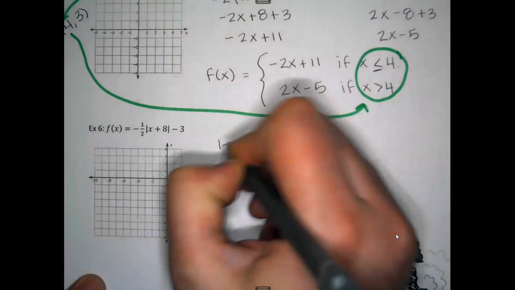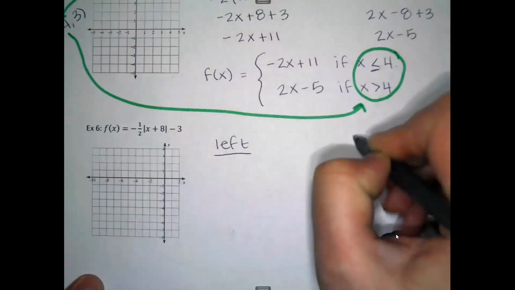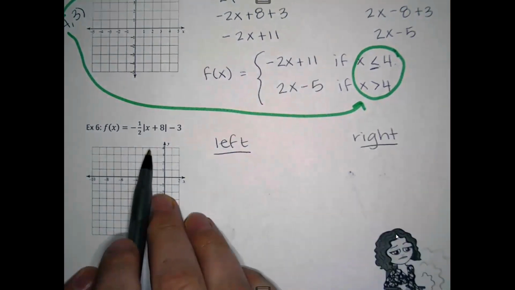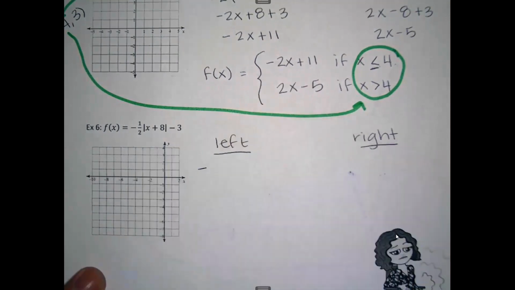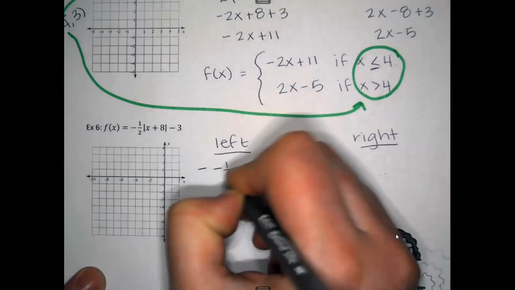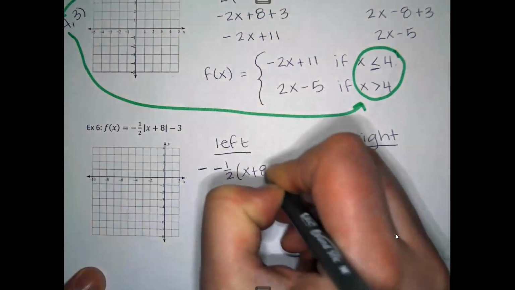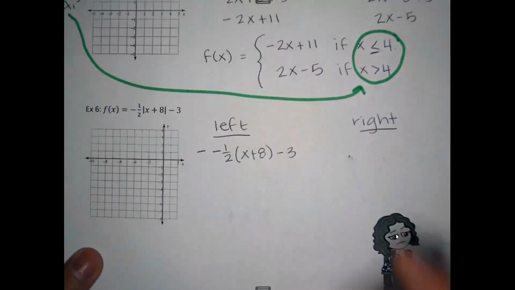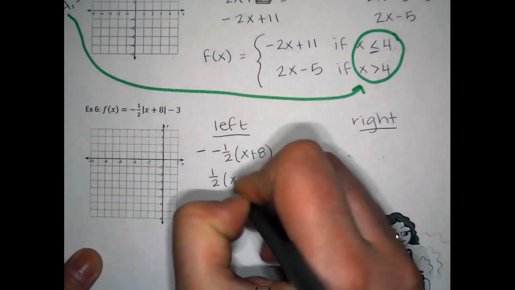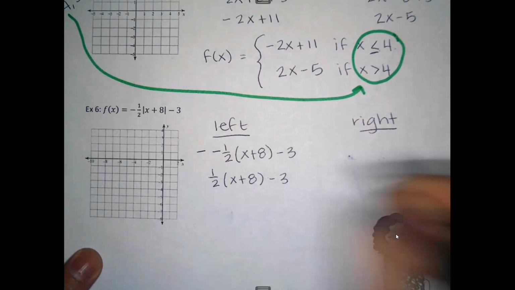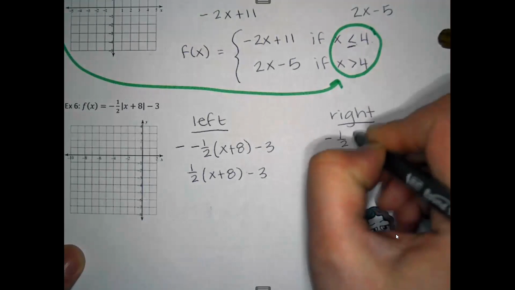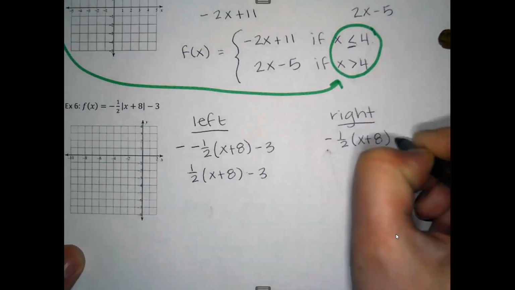We're going to do left side, and we're going to do right side. All right, left side, what do I do? The negative version. Okay, so now what should I write? Okay, x plus 8 minus 3. Yep, minus minus makes it positive. All right, and then what do I do for the right side? Keep it the same, use the regular version. x plus 8 minus 3, okay.